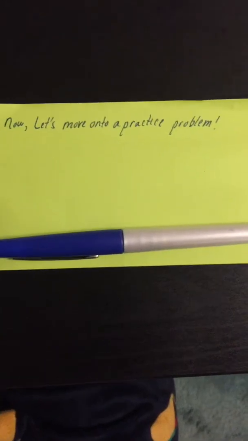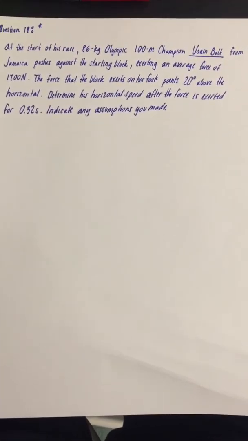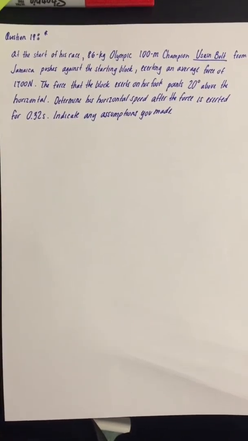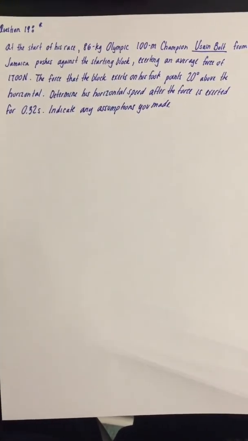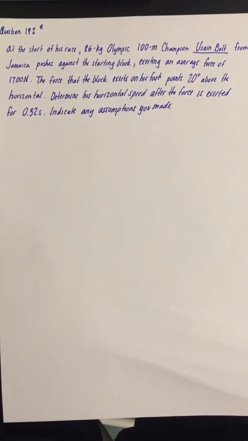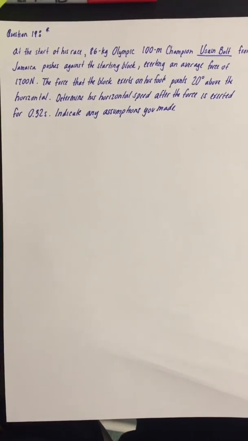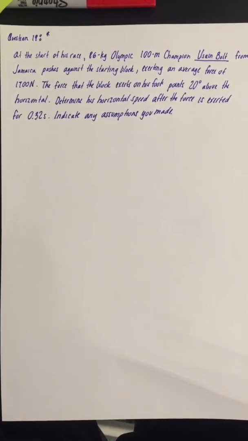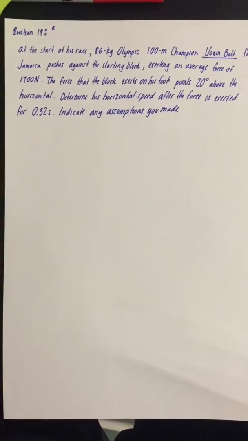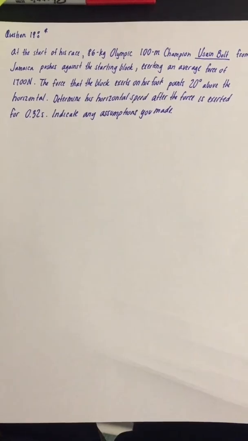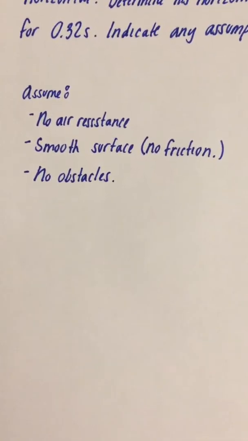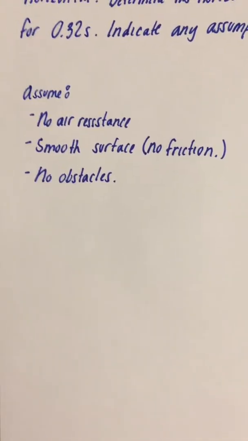Now, let's move on to a practice problem. Question 19. At the start of his race, 86 kilogram Olympic 100 meter champion Usain Bolt from Jamaica pushes against the starting block, exerting an average force of 1,700 newtons. The force that the block exerts on his foot points 20 degrees above the horizontal. Determine his horizontal speed after the force is exerted for 0.32 seconds. Indicate any assumptions you made. In this, we should assume that there is no air resistance, no friction, and no obstacles.